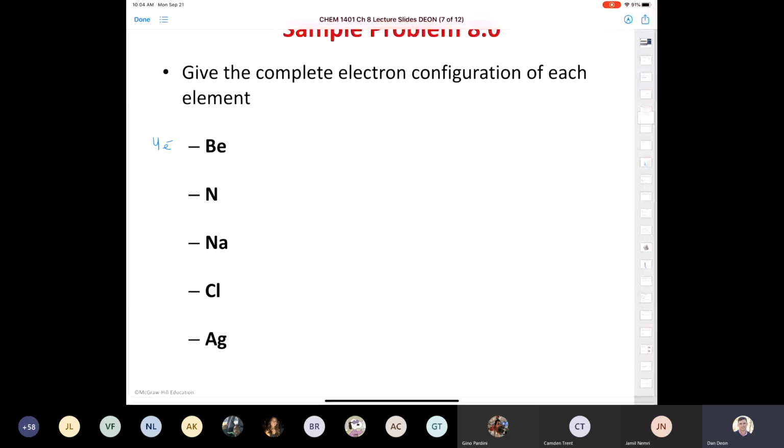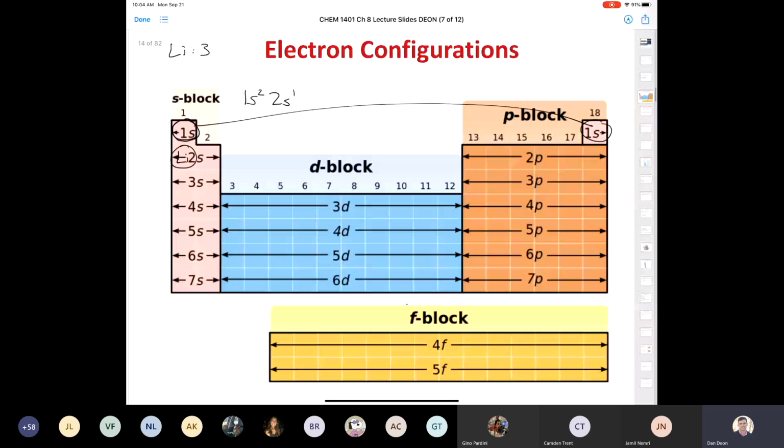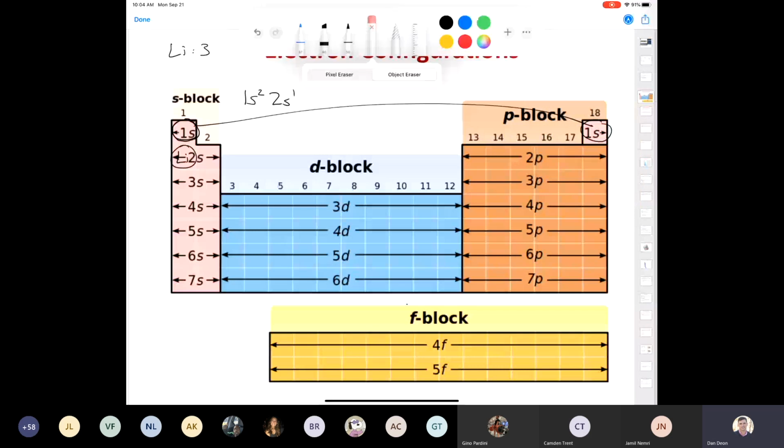And just to help us out, I'm going to back up all the way back to this periodic table, and we're going to talk about beryllium. So just give me a second while I do some erasage, as we say in French.